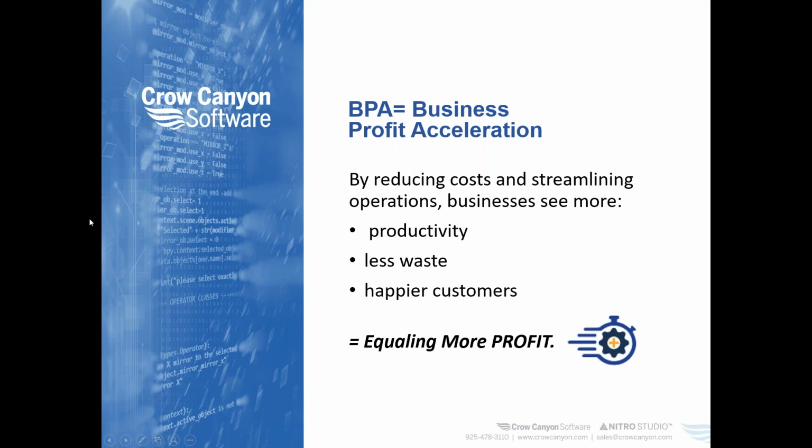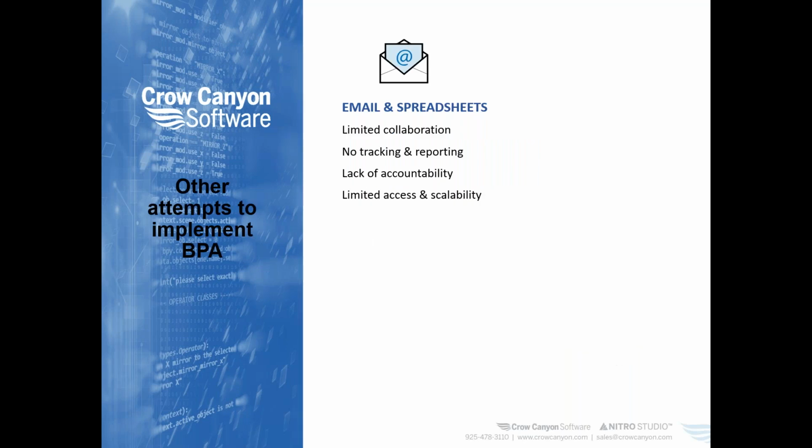So let's get into it and see what we can do for your organization and how we can help you out with what we provide here at Crow Canyon Software. We're looking at other attempts, how people in the past, or you currently, may be trying to implement BPA: email and spreadsheets. We find that very common. People are still using email, they're still using spreadsheets.